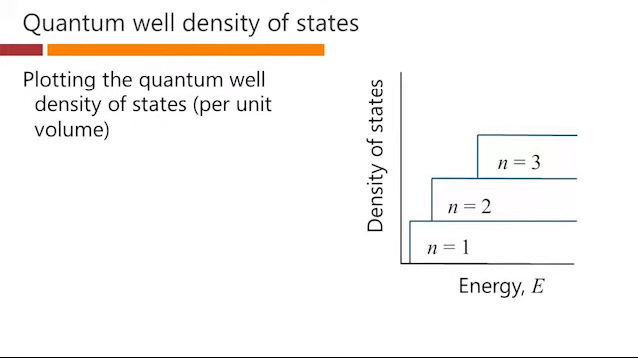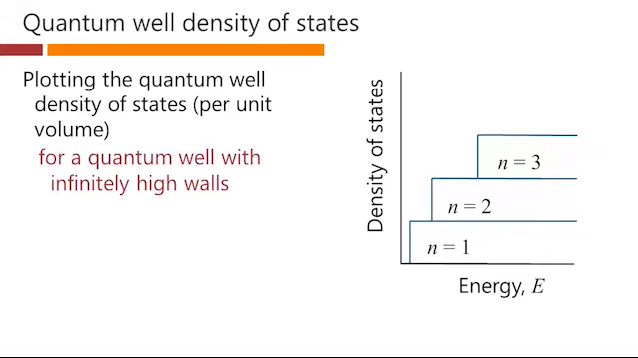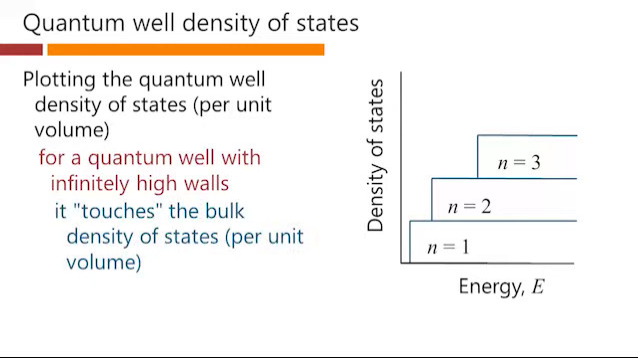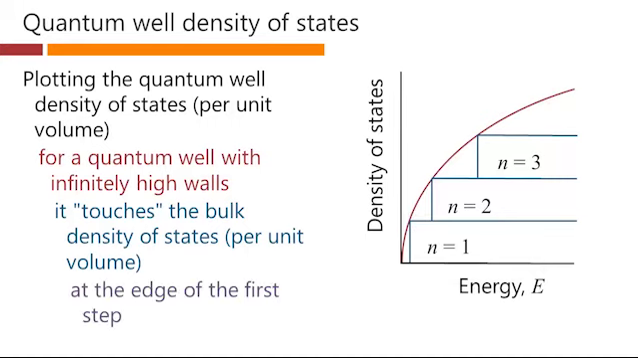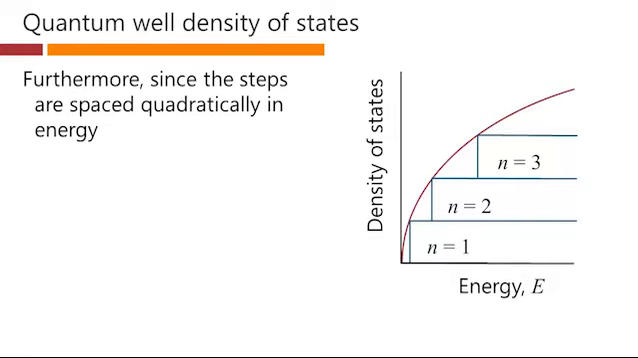If we plot this quantum well density of states per unit volume, so now including the thickness of the quantum well, for a quantum well with infinitely high walls, just as a simple model, we'll find that this actually touches the bulk density of states that we would calculate for something of the same volume. So calculating per unit volume, we would get an E to the half edge, and we see it touches here at the edge of the first step. And actually, since these steps are spaced quadratically, and since this is a square root function, it continues to touch at all of these corners.